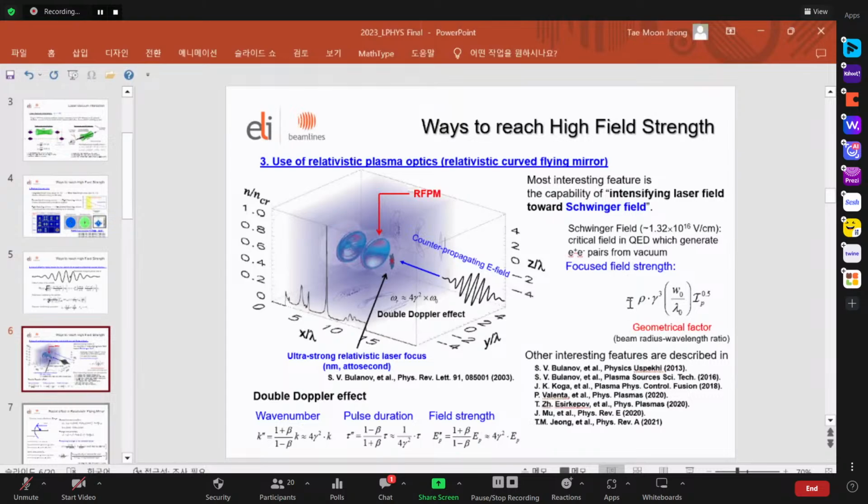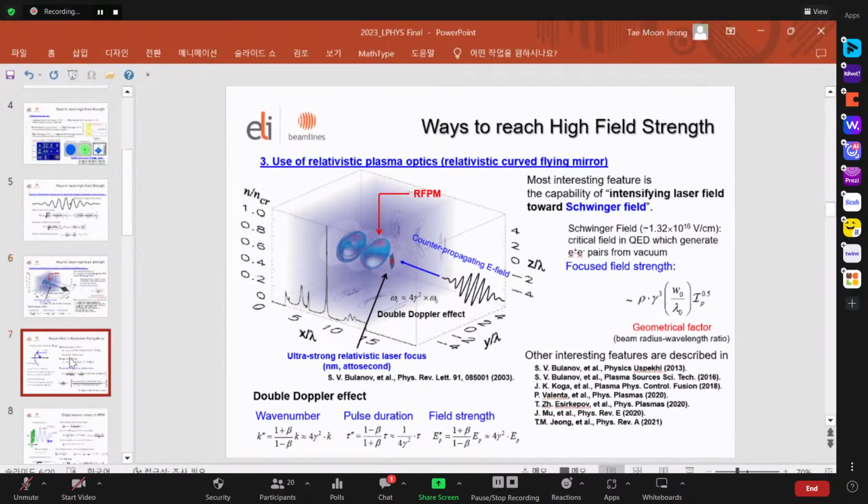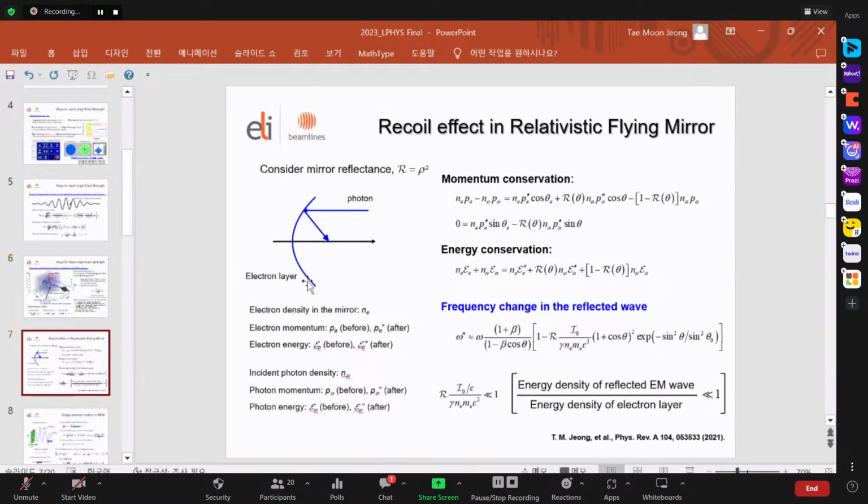So rho has quite an important role in finally determining the final field strength you can achieve with the relativistic flying mirror. As we also discussed right after Sergei's talk on the recoil effect, as we understand right now, it plays a pretty important role, because if the source field strength is too high, it can slow down the speed of the relativistic mirror, or even break the relativistic mirror.